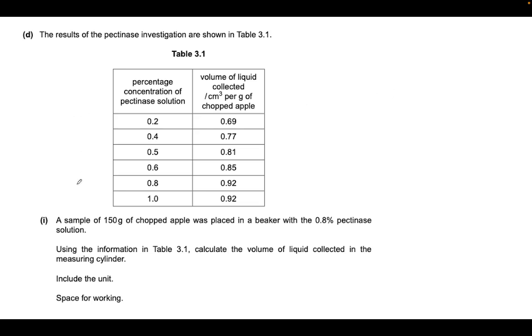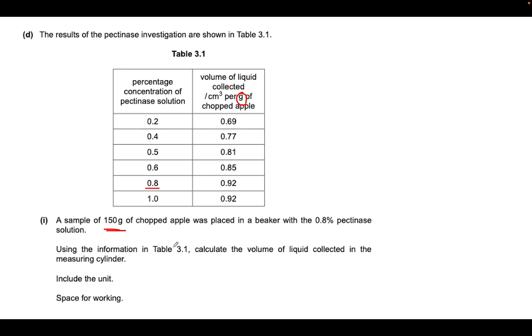Another easy question. A sample of 150 grams of chopped apples was placed in a beaker with 0.8% pectinase solution. We can see it here. But now here, it is in 1 gram. People, whenever they ask you these questions of calculating, remember that it's in 1 gram. Now someone is asking you to put in 150 grams. It's as easy as that.